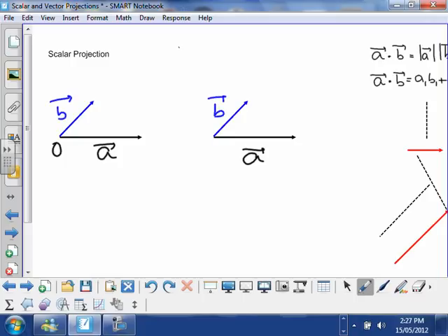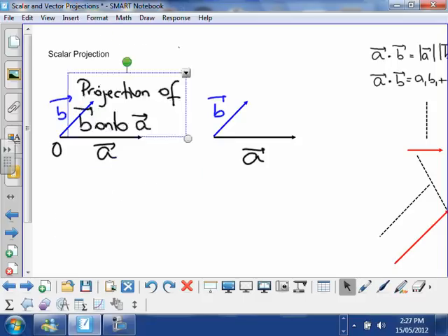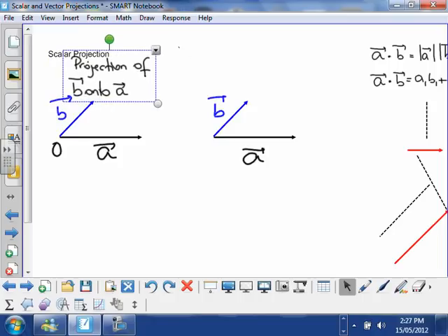First thing that I want to do is the projection of vector B onto vector A. How do I do that? So projection of B onto A. That's the first thing that I want to do. This is what I'm going to do. From the head of vector B, I'm going to drop a perpendicular line to vector A. Do you see my perpendicular? So from head of B, perpendicular to vector A.